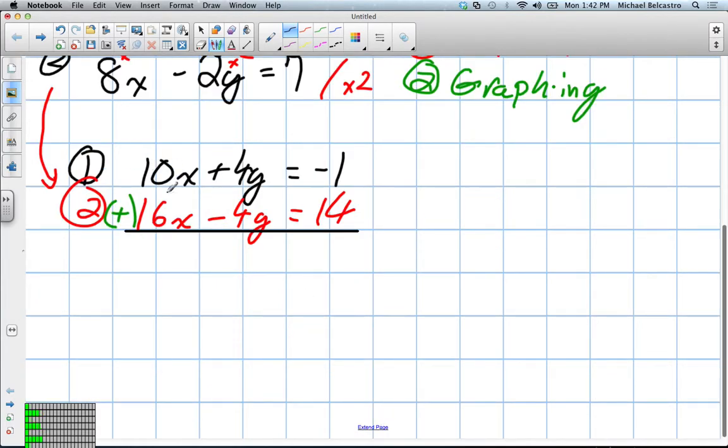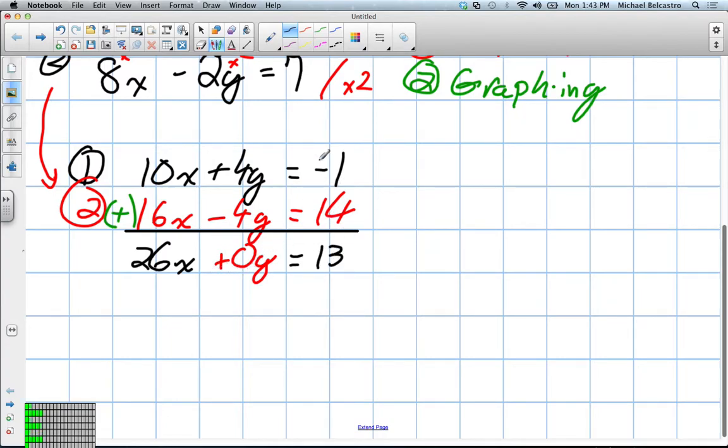So we're going to add column by column. We can only add variables that have the same variable together. So we have 10x plus 16x. What will that give us? 26. Good. +4y plus -4y will give us what? 0. So I can put negative or +0. It doesn't make a difference. There's our 0. Our equal signs still come straight down, kind of like a decimal when you're adding and subtracting in elementary school. And -1 plus 14, 13.